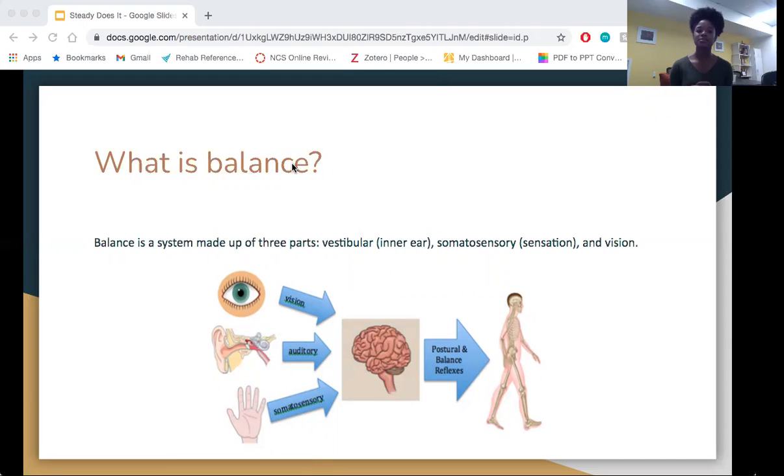The vestibular system can be disrupted by disorders such as BPPV or vestibular migraine. The somatosensory system can be disrupted by diseases and disorders such as diabetic foot neuropathy or stroke. Visual changes may occur due to diseases and disorders such as glaucoma, stroke, or normal aging.